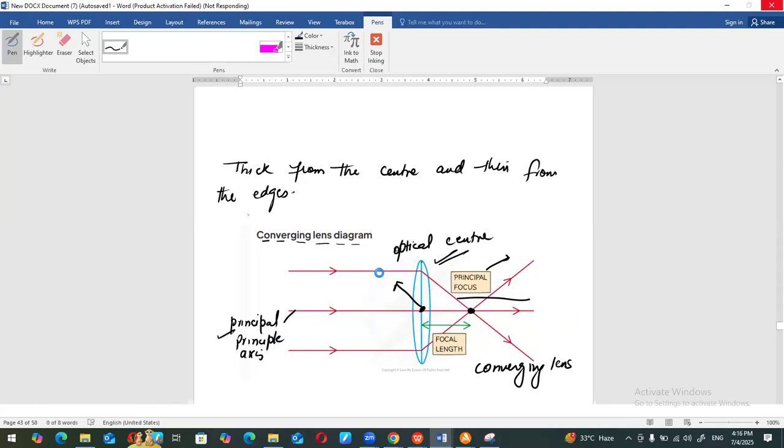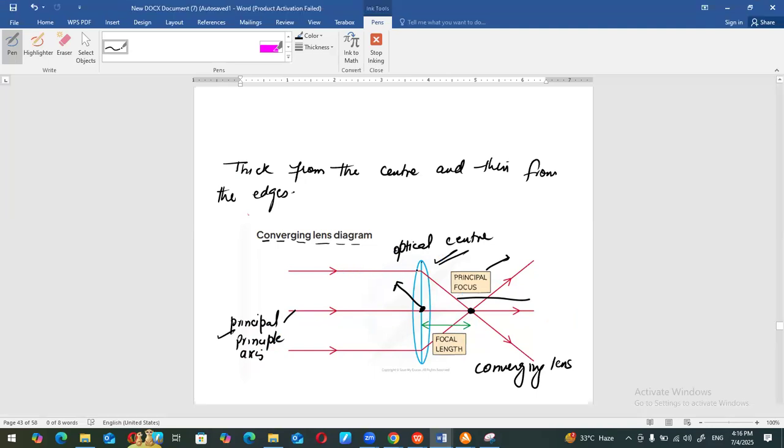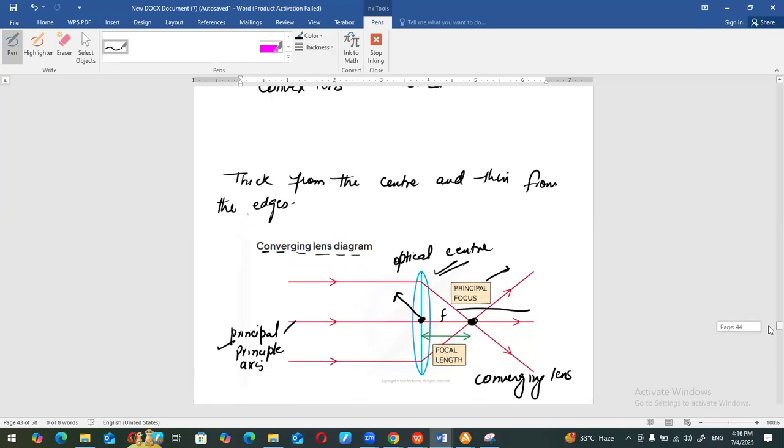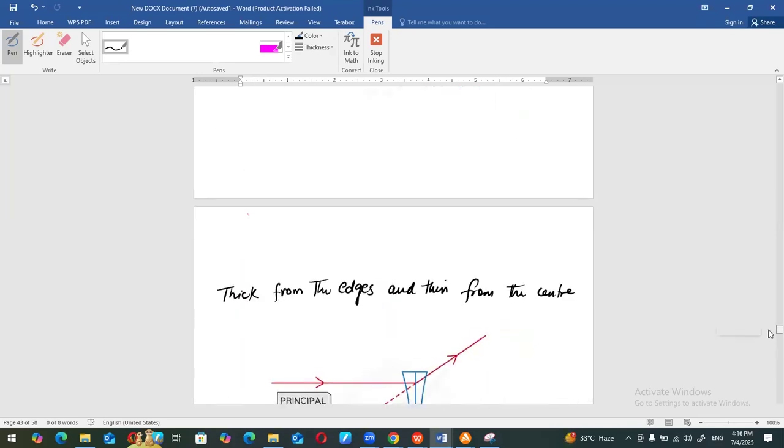The light rays which are passing like this, and after refraction all meeting at one point, that point is called the principal focus. And the distance between the optical center and the principal focus is called the focal length, which is denoted by a small f. Okay. Now, it converges all the light rays at one point.